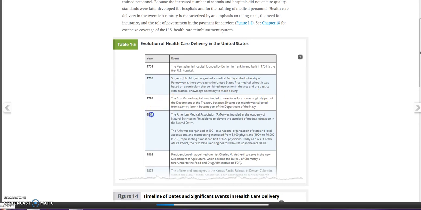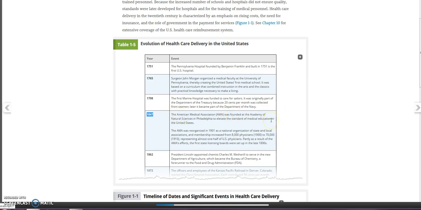Another thing to know is, see these dates, all of these dates listed. I'm never going to test you on dates out of Chapter 1. I'm going to test you on concepts. So for example, you'll find out of table 1-5 that I'm going to ask you to know that at the date line 1847, the American Medical Association was founded.